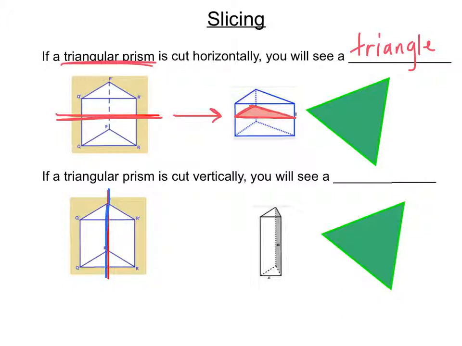If we would slice it vertically, what are we going to see? We're going to see the shaded region right here. And it's just the shape as most of the images that we see. It's just a rectangle. You just have to wrap your head around what would happen if you cut that image apart.